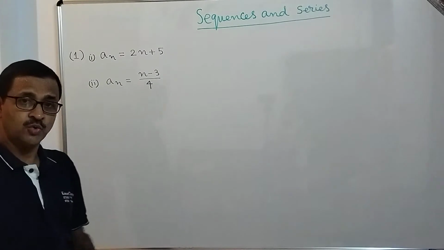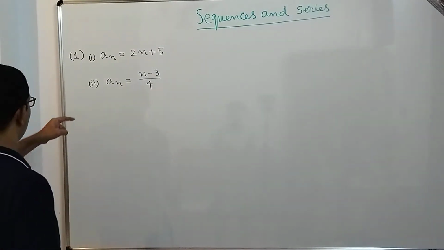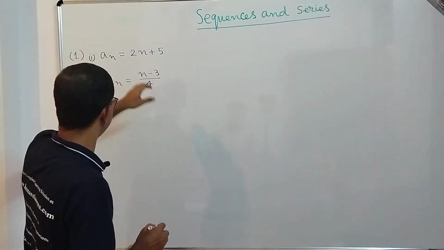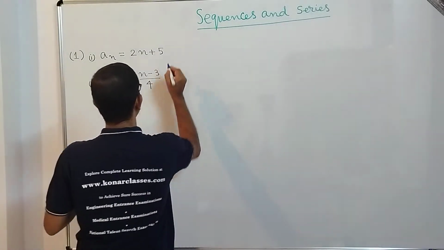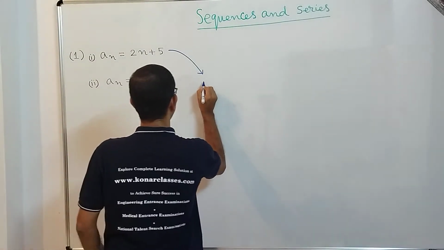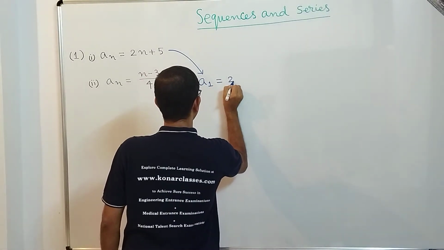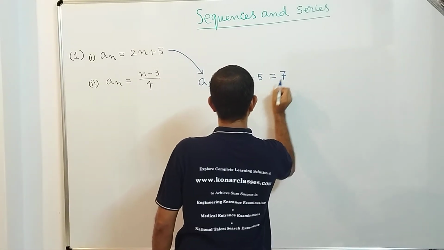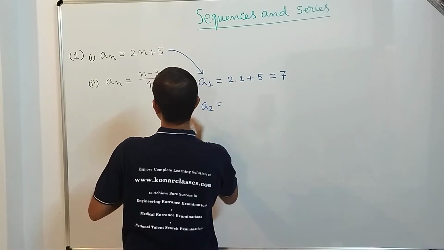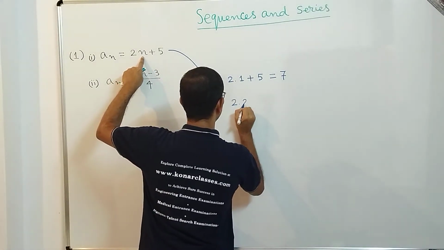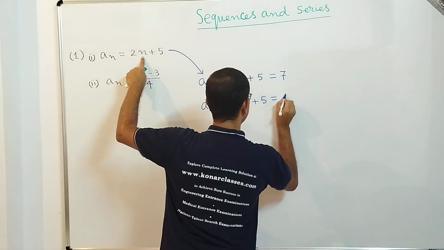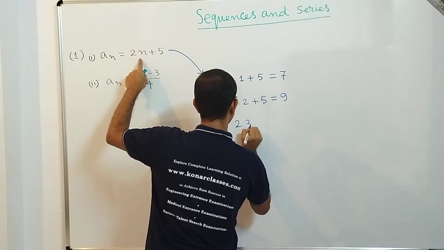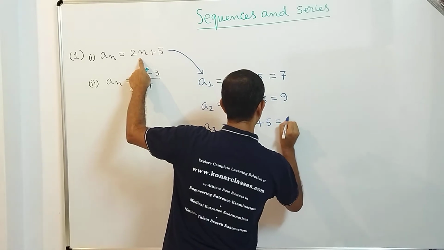The question is that we need to find the first three terms of these sequences. For the first sequence, an equal to 2n plus 5, it is quite simple. You need to find a1. a1 will be 2 into 1 plus 5, which is equal to 7. What will be a2? Instead of n we should write 2, so 2 into 2 plus 5, that is equal to 9. Then a3 is 2 into 3 plus 5, that is equal to 11.